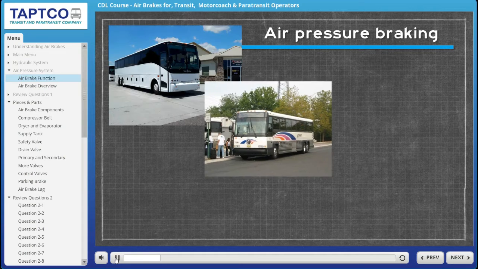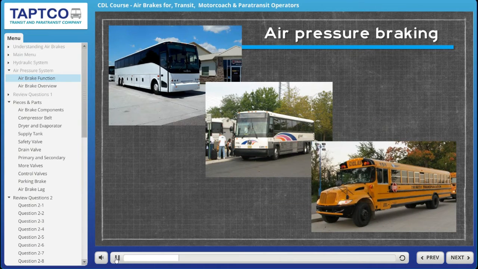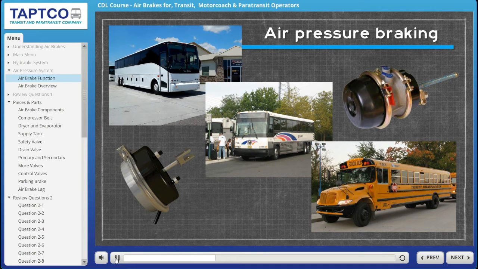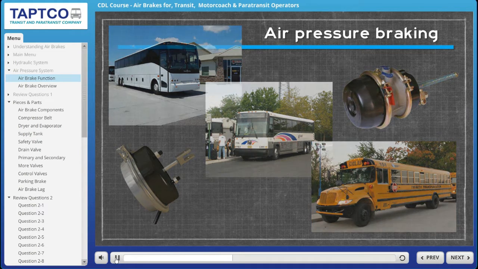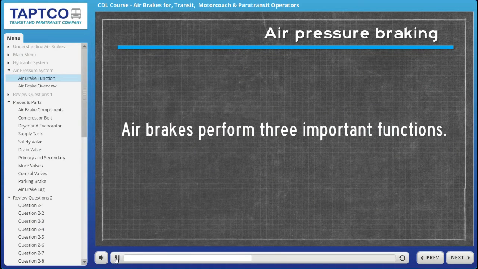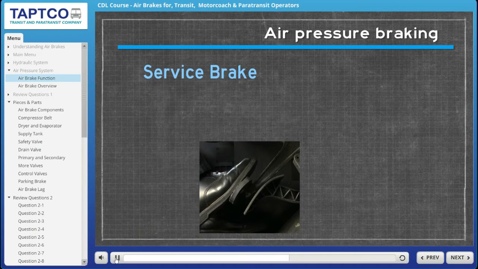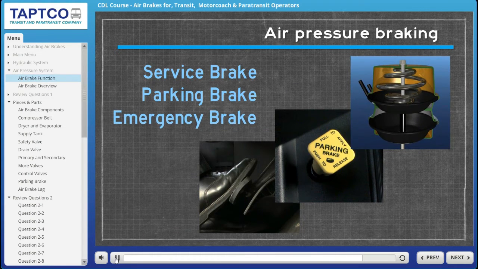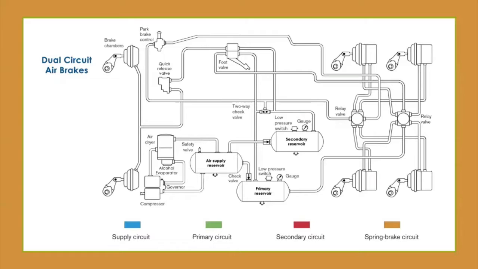Many of the buses you see today, whether it's a motor coach, a transit bus, or a school bus, are equipped with air brakes, and as a licensed commercial driver, you'll need to understand how they work. The first thing you need to know is that air brakes have three important functions. They act as the service brakes, which you use for everyday stopping, the parking brake, which you engage every time you leave the bus, and the emergency brake, which engages automatically if the air pressure falls too low.